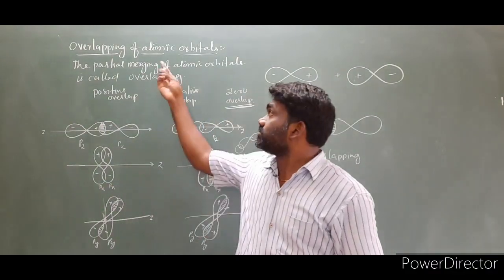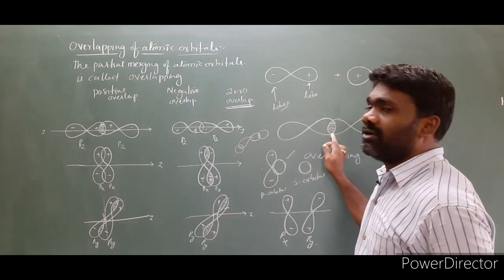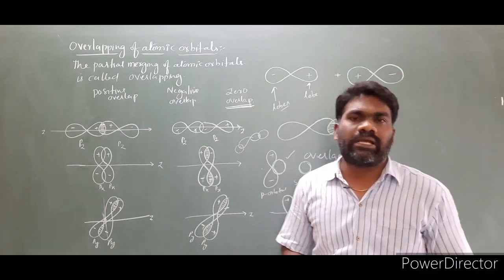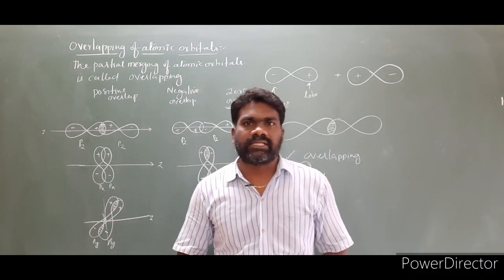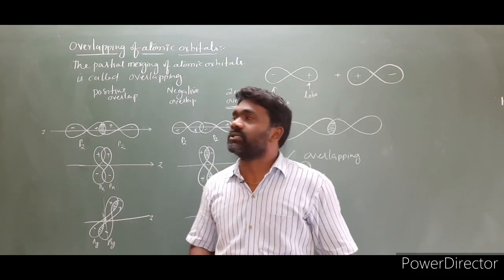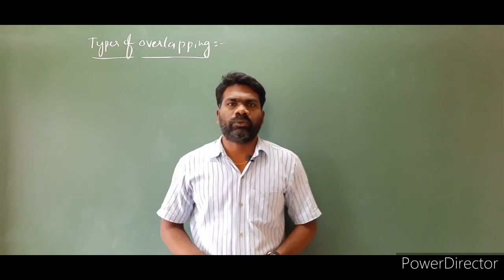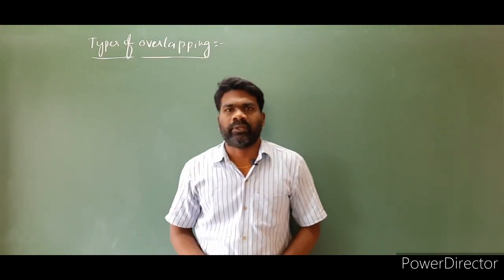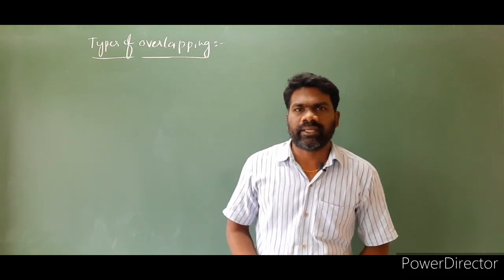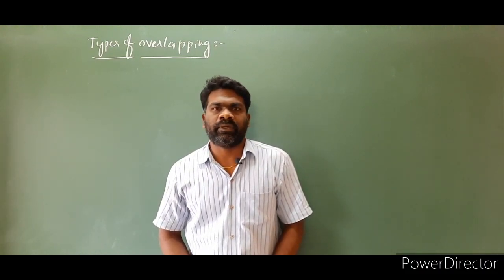So this is an overlapping. Overlapping, in the sense, is the partial merging of atomic orbitals. Overlapping may be of three categories. One is positive overlap, the second is negative overlap, and the third is zero overlap. Next topic is types of overlapping. Overlapping is of different types. The first one is SS overlapping, the second is SP overlapping, and the third is PP overlapping.